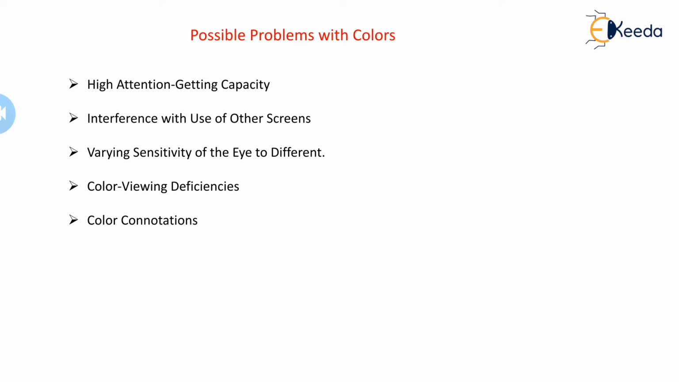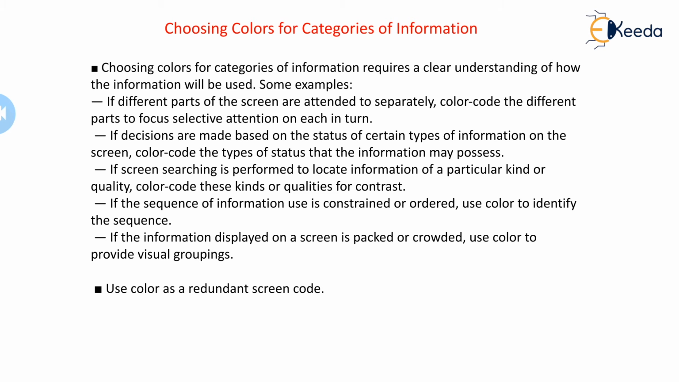Next is choosing color for category information. Choosing colors for category information requires a clear understanding of how the information will be used. So it is about what information we need to display and which color to use. Let us talk about the categories. Choosing color to organize information or data displayed on a screen must aid the transfer of information from the screen to the user. This requires a clear understanding of how information is selected and used.